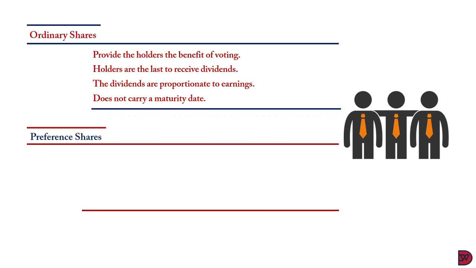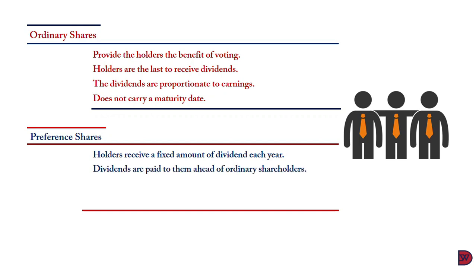On the other hand, preference shareholders have no voting rights. They receive a fixed dividend each year that does not vary with the returns. Holders are given preference in dividend payment ahead of ordinary shareholders. Preference shares can be redeemable, which will be treated as a long-term debt. Its dividend will be recorded in the statement of profit or loss, similar to interest, and the investment, that is the preference share value, will be recorded in the non-current liability section of the statement of financial position.